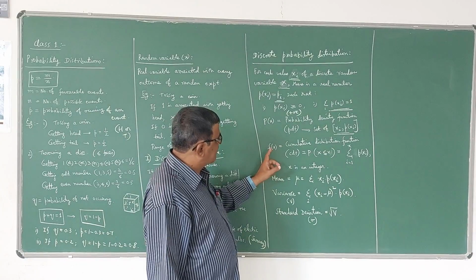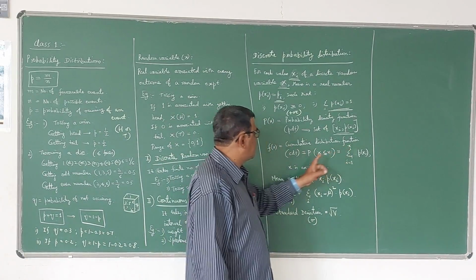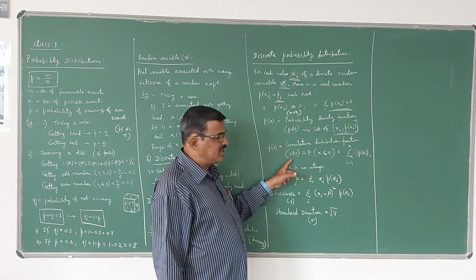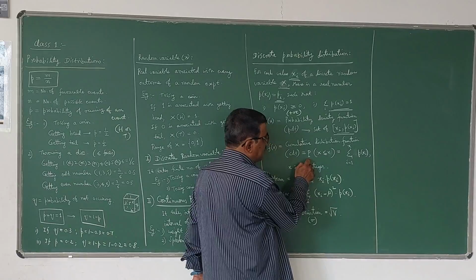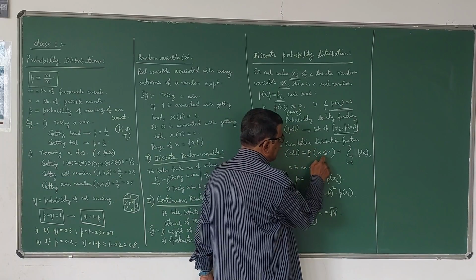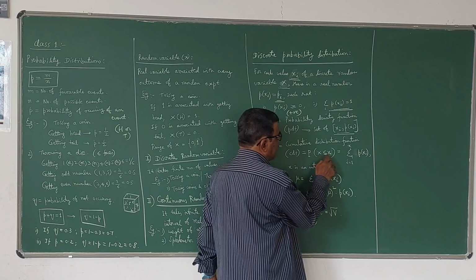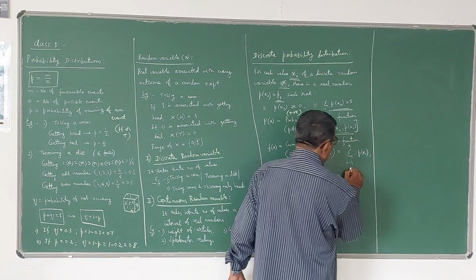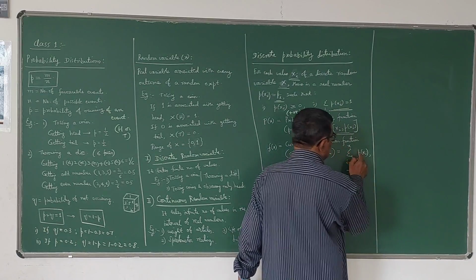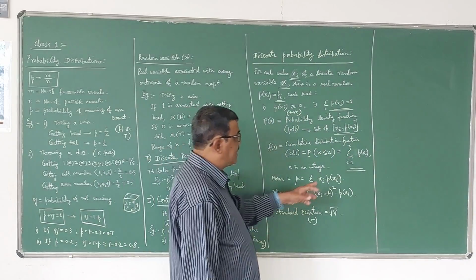And another function which is f of x, the cumulative distribution function, CDF. It is defined as P, the probability of capital X less than or equal to small x. Please note that here capital X is the random variable, small x is the value. It is equal to sigma i equals 1 to x of P of xi, where x is an integer. So x is an integer here.